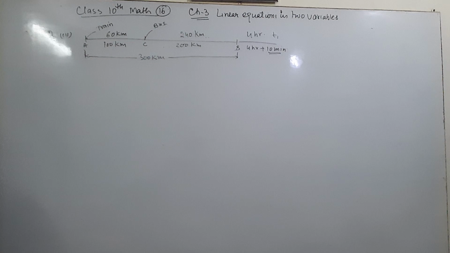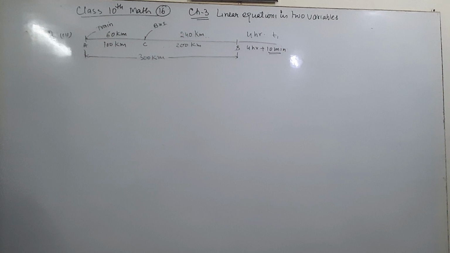This is not compulsory to write. We can write directly. What is the time? Distance upon speed. For AC, the distance is 60 upon my speed x, plus for CB the distance is 240 upon my speed y, is equal to, total time, 4. This is equation number first.